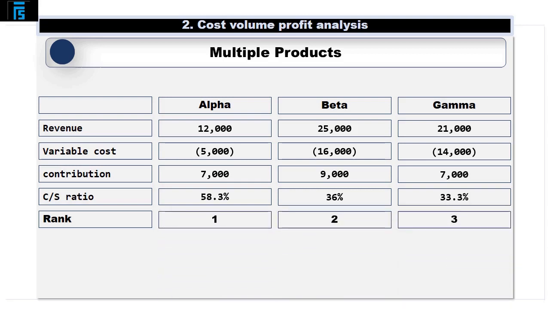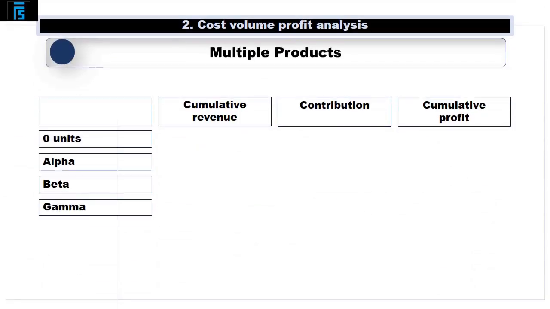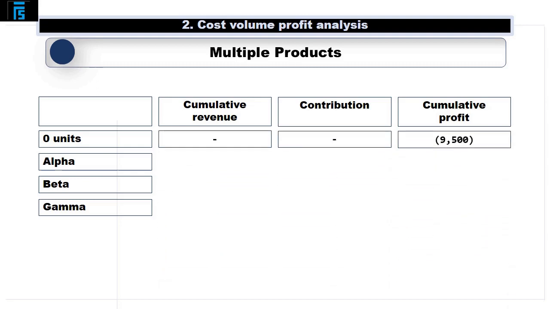In order to plot the graph, we also need to know the fixed costs for the business. So let's assume that they are $9,500. This means that with a sales volume of 0 units, we will make a loss of $9,500, and this gives us the starting point for our graph. We then need to know the cumulative profit we will make if we make the products in the order in which they have been ranked.